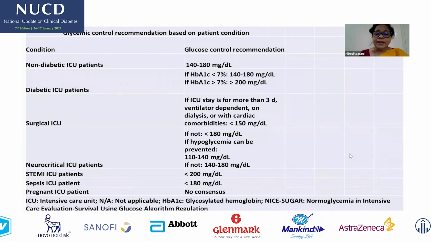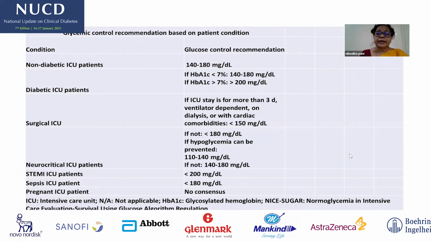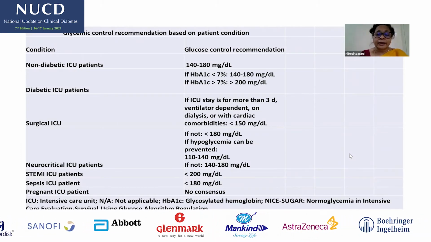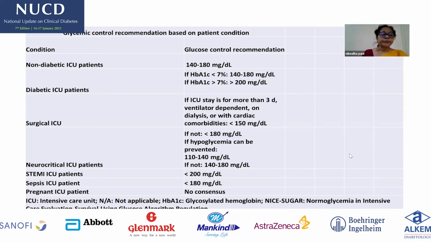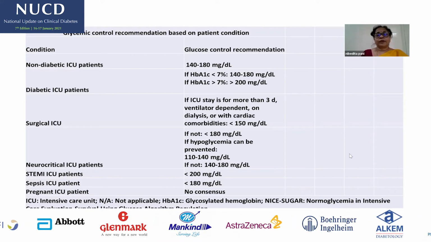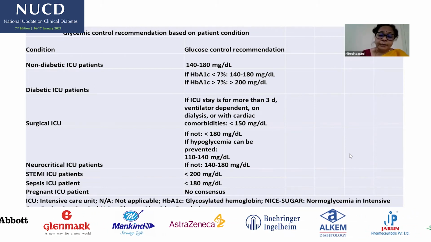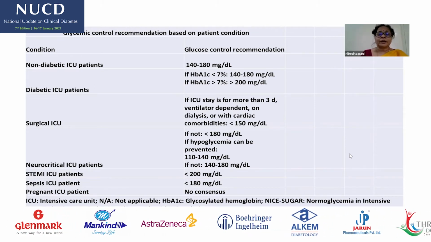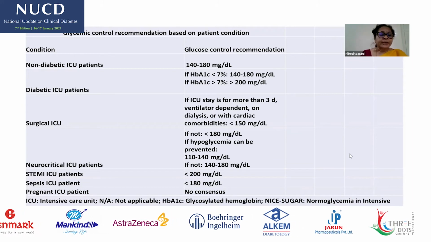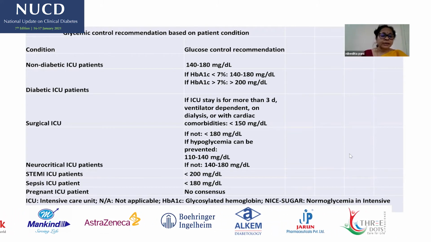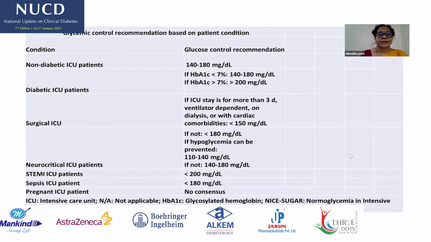Surgical ICU, if ICU stay is for more than 3 days, ventilator dependent or dialysis or with cardiac comorbidity: less than 150. Neurocritical ICU patient: less than 180; if hypoglycemia can be prevented, you can go down to 110 to 140. If not, you can maintain 140 to 180. STEMI ICU patient: less than 200. Sepsis ICU patient: less than 180.